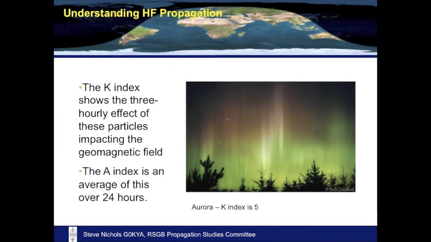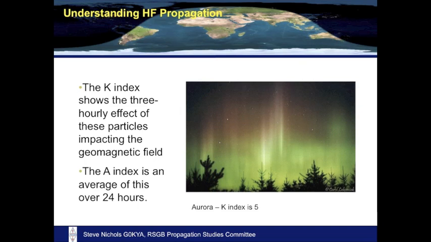Now, I just introduced another term there, which was the K index or KP index, which is a 3-hourly measure of the effect of these particles hitting the geomagnetic field. And it's a logarithmic scale that goes from about 1 to 9 really. And we generally think of auroral conditions as being with a K index of perhaps 4 or 5.